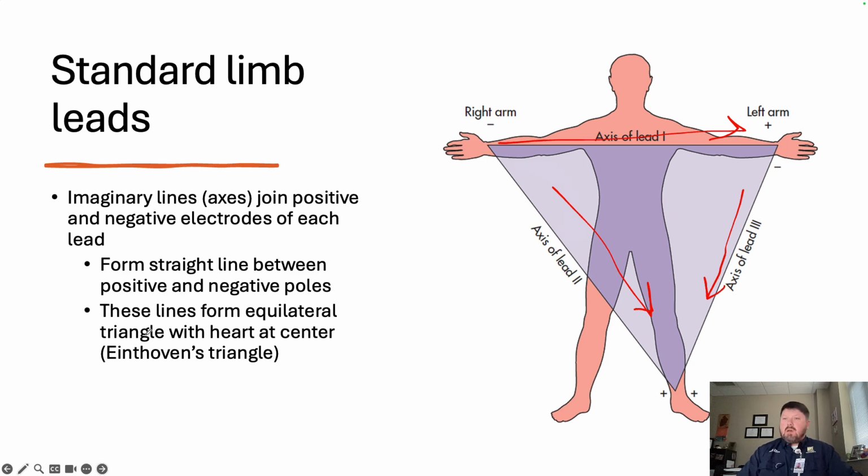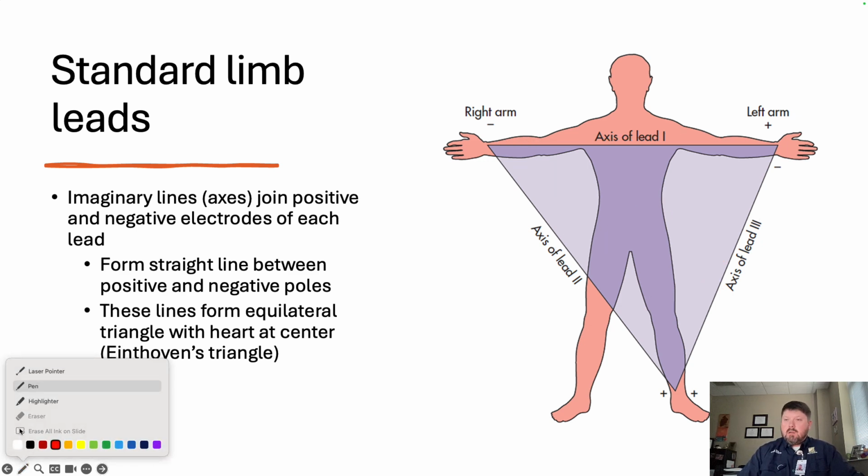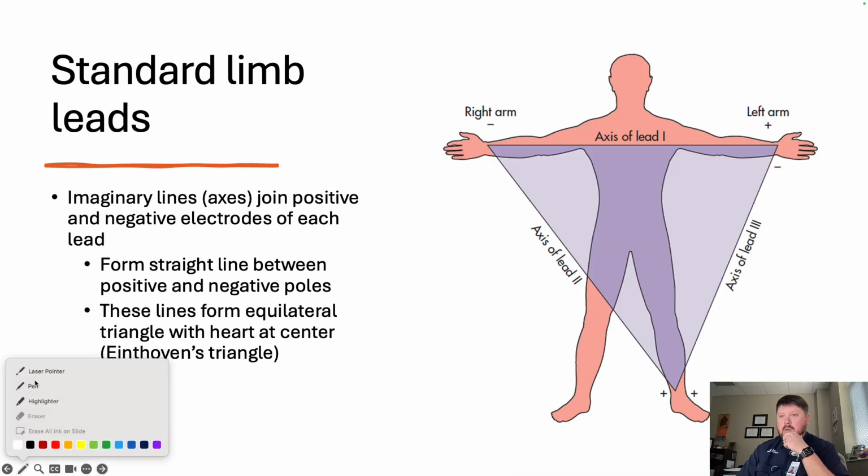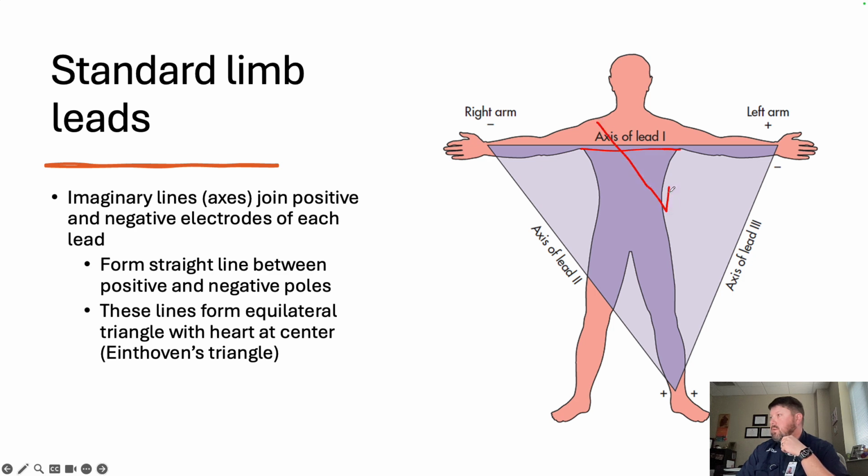Now, if you can imagine that these lines are actually brought in more towards the center of the chest, you would actually see lead 1 goes across the center of the chest, and lead 2 actually goes down towards the middle at about a 60-degree angle or so. Lead 3 will actually come down at about a 120-degree angle.